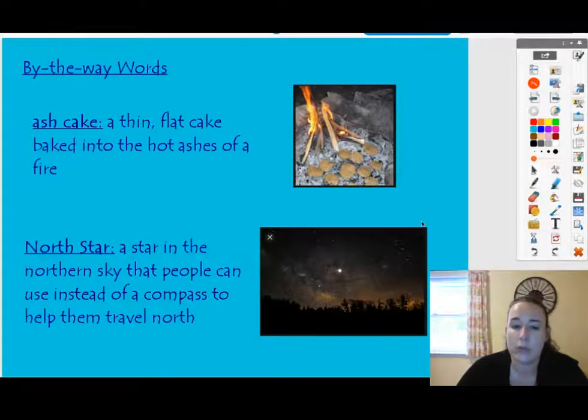The other word is North Star. And this is a star that's in the northern part of the sky. It's always in the northern part of the sky. And so people use that when they don't have a compass available or before compasses were a thing to help them figure out which way is north.